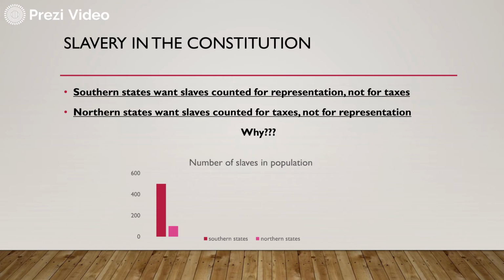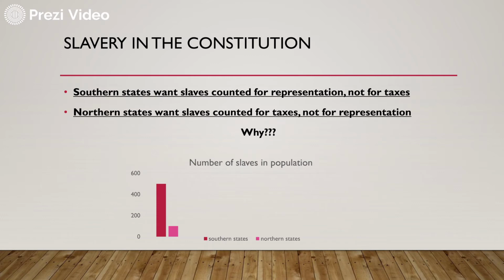And thankfully now it's illegal, but at the time it was not. And the slaves were primarily from Africa. They were brought over on slaving ships from different countries, and they were bought and sold as property and as workers, and they were owned. They weren't free people. And again, we can see from this graph that the southern states had a lot more slaves compared to the northern states.